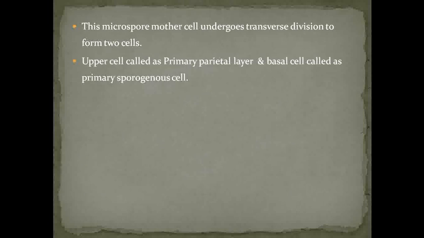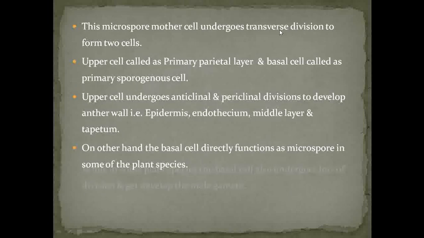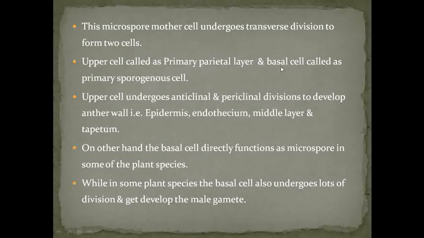This archesporial cell undergoes transverse division to form the primary parietal layer and primary sporogenous layer. The primary parietal layer again undergoes many anticlinal and periclinal divisions to develop the wall of the anther, and the sporogenous cell, according to the type of species, either behaves as a microspore or undergoes division and develops lots of microspores.